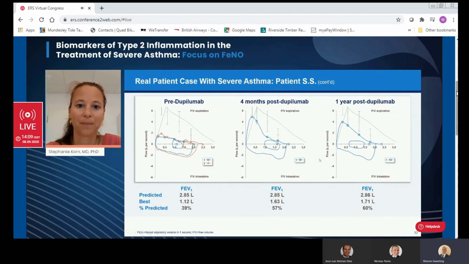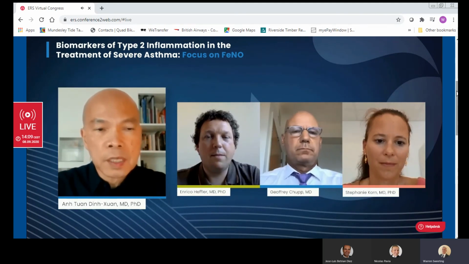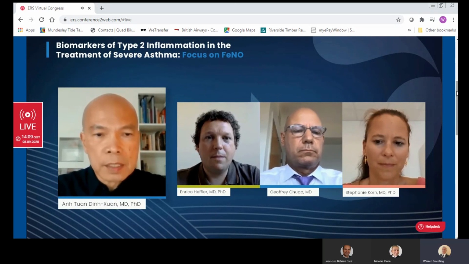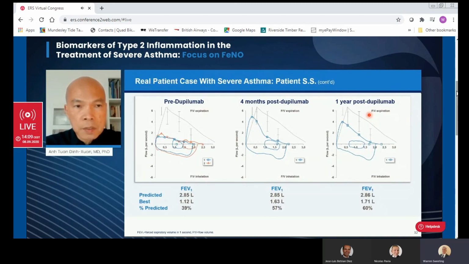Well, I think that it nicely illustrates what we have mentioned before, especially in the previous talks by Geoffrey Chubb and Professor Heffler. You have here a patient who obviously is doing better with dupilumab, with less inflammation, especially shown by a reduction in FeNO, better outcome and better lung function, as we can very clearly see here. It's very remarkable, and also less exacerbation. So by controlling inflammation, you are actually doing a lot of good things for those patients.